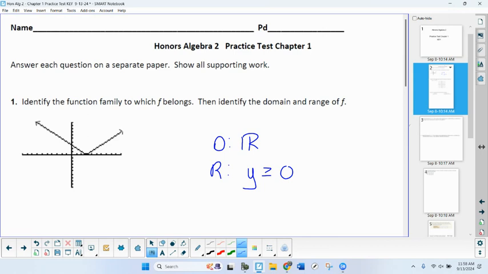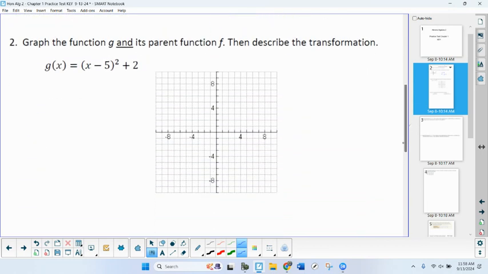Okay. How about number 2, AJ? On problem number 2, AJ, it asks us to graph g and the parent function and describe the transformation. So let's start with the parent function. What is the parent function? Quadratic. Okay, the parent function is quadratic, which is y equals x squared.